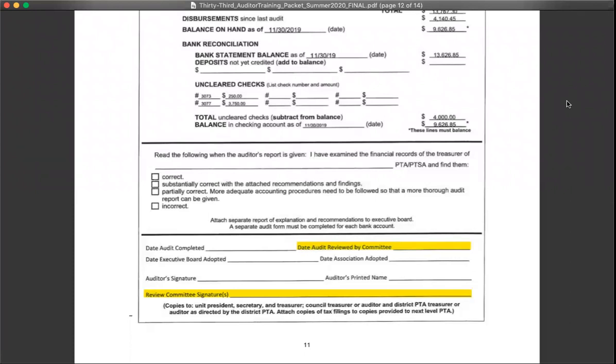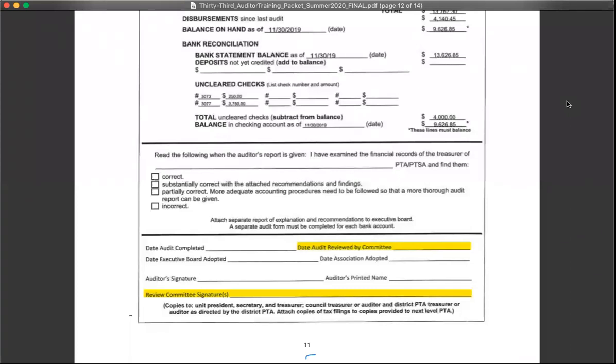And so you want to make sure that you're reporting correctly, that there's any findings, but you also don't want to be too picky and then their feelings get hurt. You just want to make a judgment call as to whether something is finding-worthy or not. But the point is that you want to reasonably ensure that the information is correct and that PTA assets are safeguarded. So: substantially correct, with attached recommendations and findings.